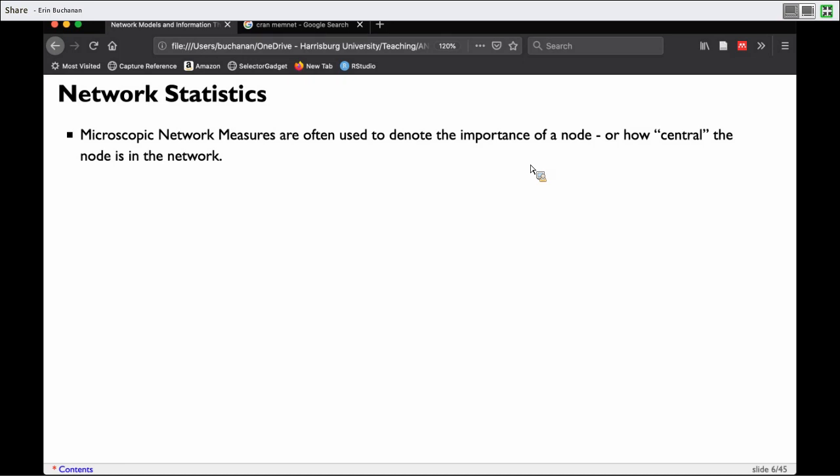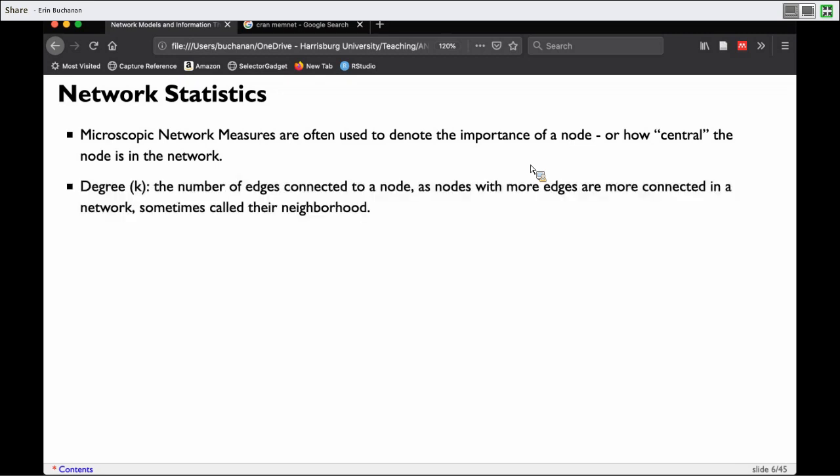So first thing we can do is calculate microscopic statistics. Okay? And these are focused on an individual node. So you would calculate these statistics by node. And you can do that with this package. I'm going to show you the sort of global version of the micro statistics. But they're generally used by node to represent a measure of centrality. Right, so how important is that node, or how central is that node to the network?